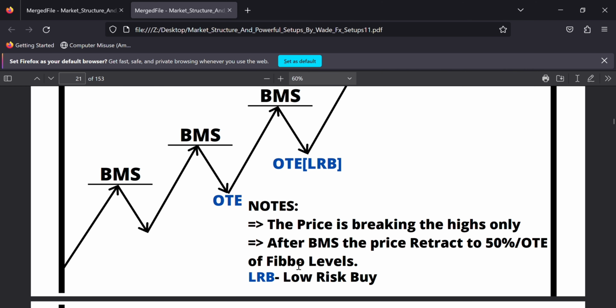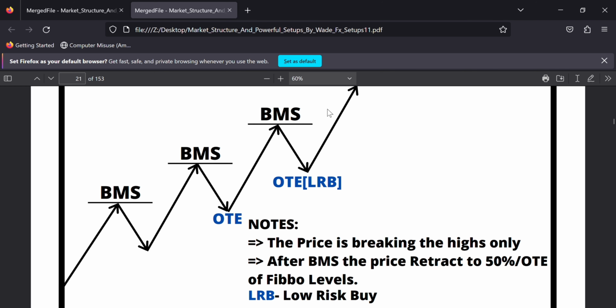So LRB, low risk buy, means when the market retraces 50% of the Fibonacci levels or in between the expansion, you can buy because we will have a low risk buy. The market is already continuing in an uptrend by confirming that by making BMSs at the top.